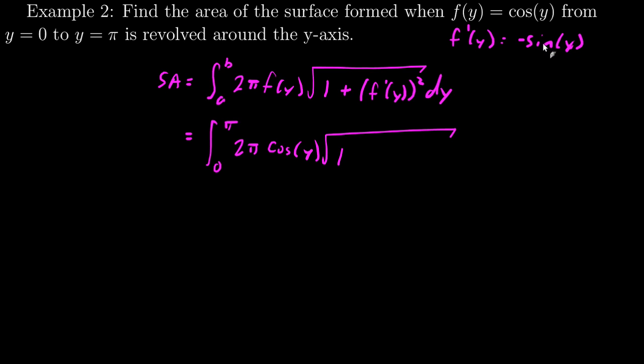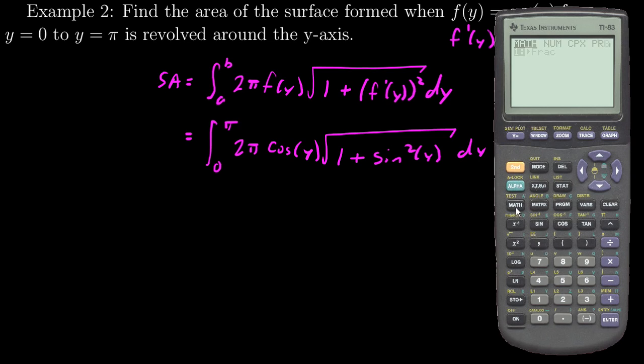I'll skip the step here. When I put in negative sine of y here and square it, I get plus sine squared y dy. And as long as I did this correctly, and as long as I type this in carefully, which I'm going to do now, I'll get the right answer.